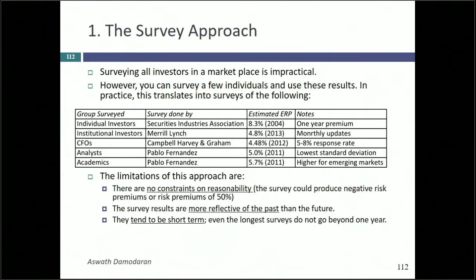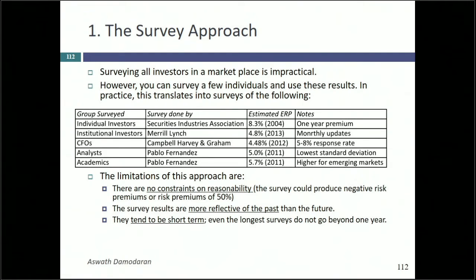Campbell Harvey and John Graham, who are professors at Duke, do a survey of CFOs. Very different group, right? So why would CFOs care about risk premiums? CFOs use risk premiums to come up with hurdle rates for companies. So if they demand a higher risk premium, they're setting a higher hurdle rate. That number they've tracked every year. I have an update on my website. It's about 4% right now. And CFOs seem to be building about a 4% premium into their hurdle rates.